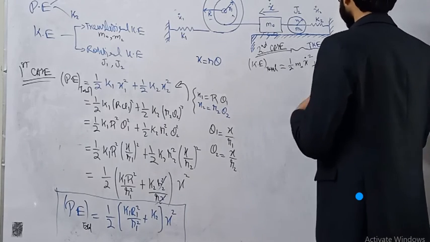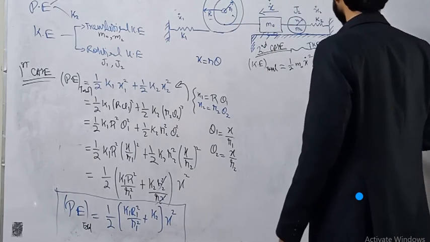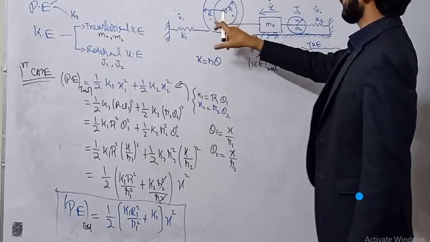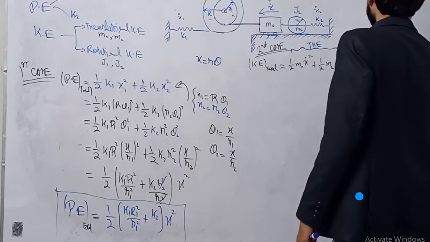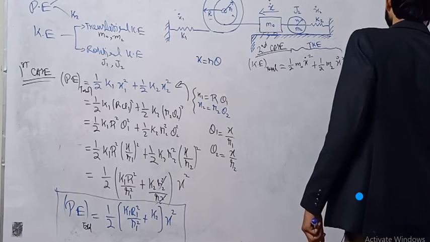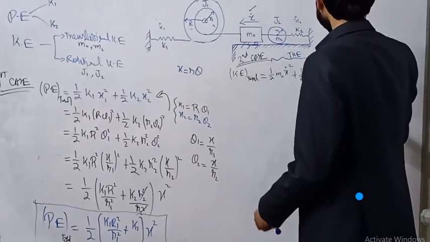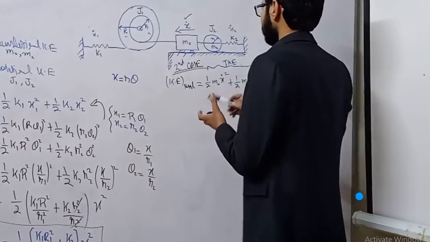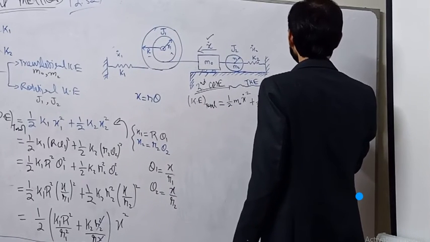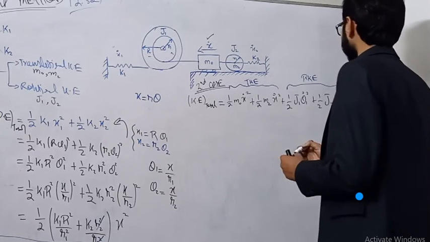And now we will write for the rotational kinetic energy. Rotational kinetic energy is because of this disk and this disk. So we have half J1 that is associated with this whole disk, theta 1 naught square, plus half J2 theta 2 naught square. So this is the kinetic energy that is associated with the rotational element, for example both of the disks. So I am writing it as RKE, which means rotational kinetic energy.